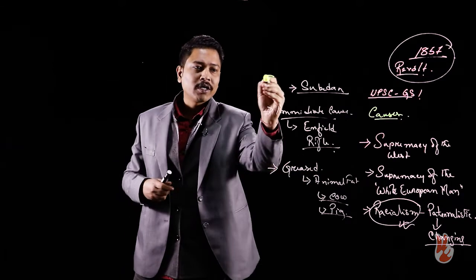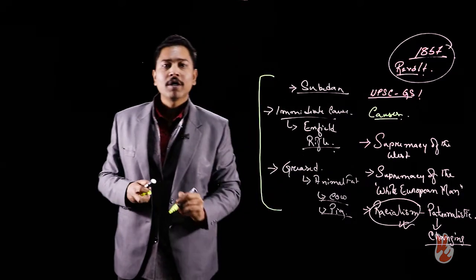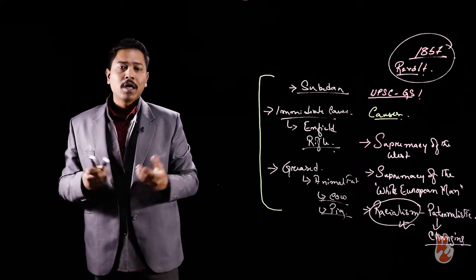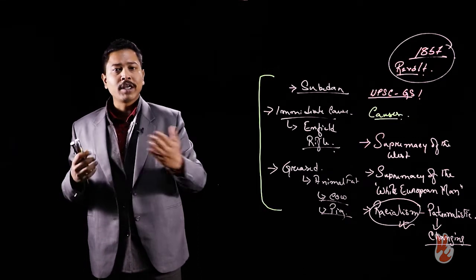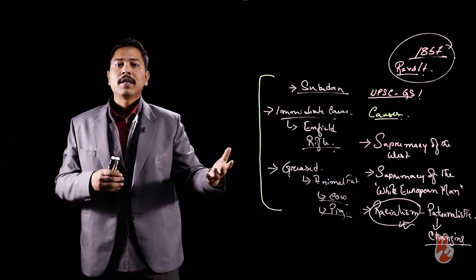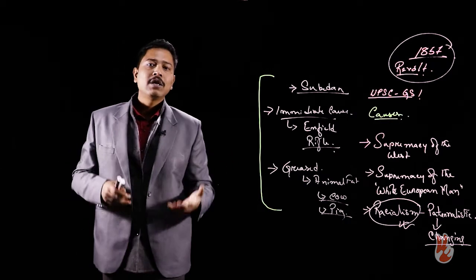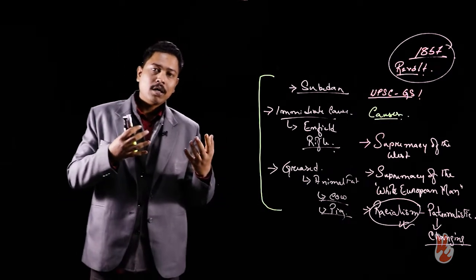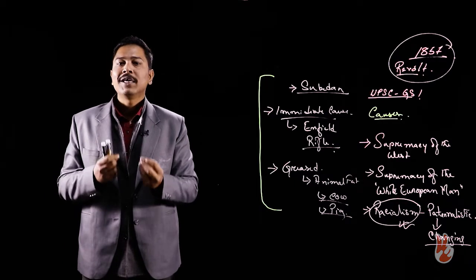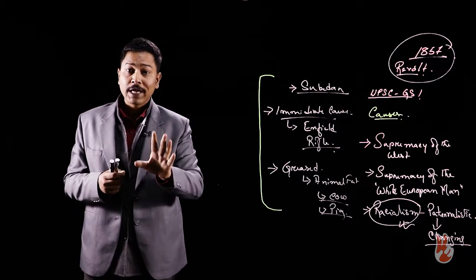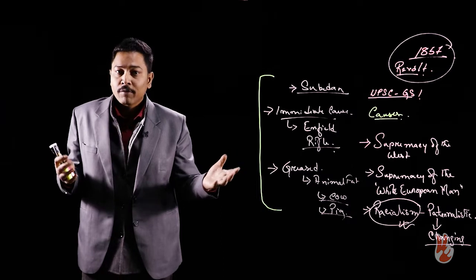Of course, on the 10th of May 1857, the Meerut regiment revolted. On the 11th of May, they reached Delhi. They announced the ascendancy of Bahadur Shah Zafar as the Emperor of India, and that is the beginning of the revolt of 1857. Now, don't think that before the 10th of May nothing happened.